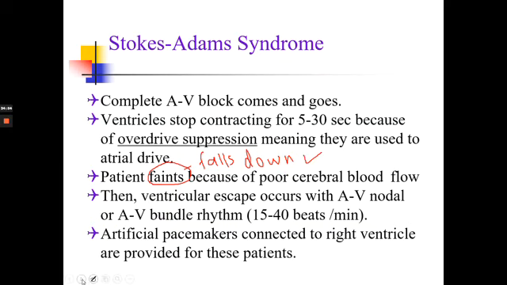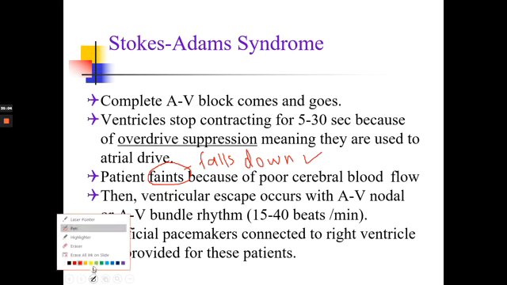Then the ventricle resumes its own rate between 15 to 40, and those patients with Stokes-Adams, or with complete heart block, what they need is an artificial pacemaker.